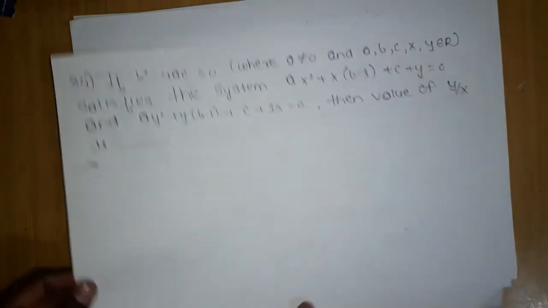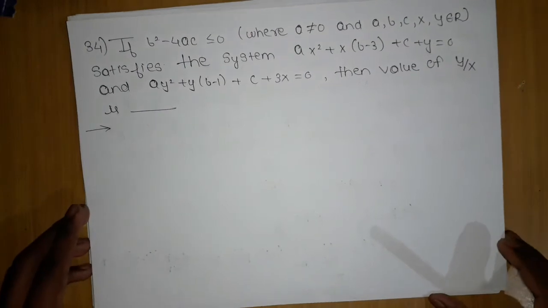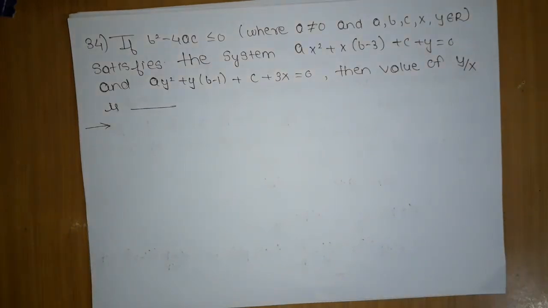Now let's move on to question number 34, which is as follows. Question number 34 says: if b square minus 4ac is less than or equal to 0, where a is not equal to 0, and a, b, c, x, y all belong to R, satisfying the system ax square plus x into (b minus 3) plus c plus y equals 0 and a y square plus y into (b minus 1) plus c plus 3 equals 0, then find the value of y by x. That is our main target.